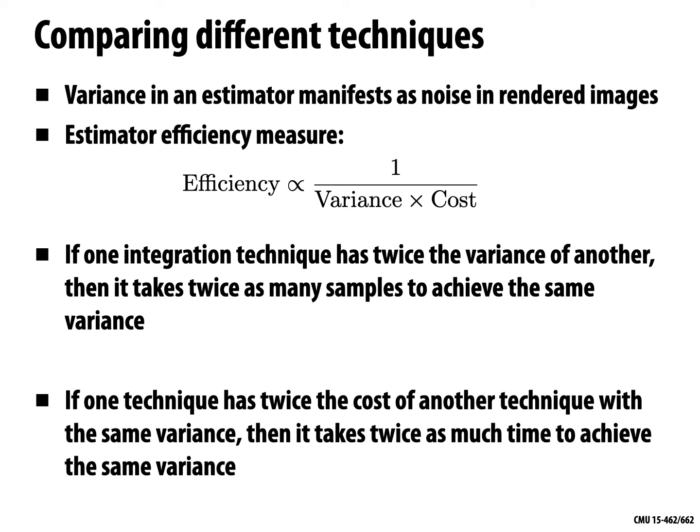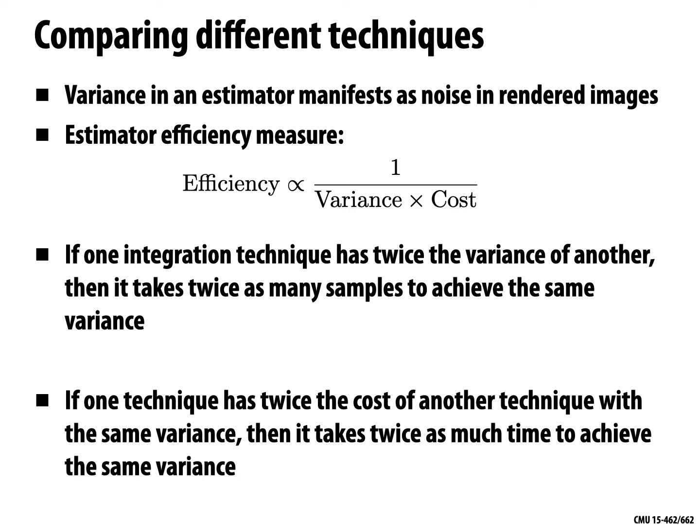Our uniform estimator has much larger variance, so its efficiency is lower. Our light source importance sampling has much less variance, so it's much more efficient. But also you need to care about the cost.